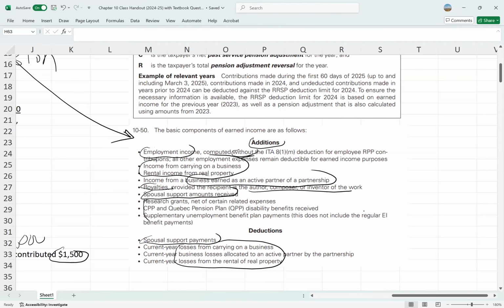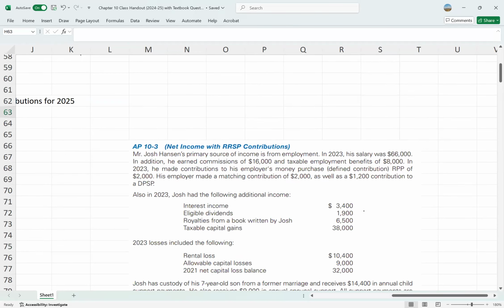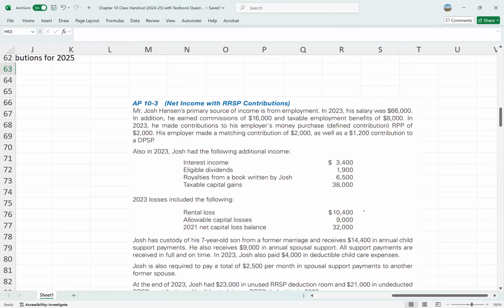So we're going to use this definition moving into this first problem that we're going to do. So this is the taxpayer that has primarily income from employment. And once again, we're looking at last year, 2023, because last year's income will be used for this year's RRSP deduction. So we have his salary. He also earned commission. He also had taxable employment benefits. So that could be like those stock option benefits that we talked about in chapter 3.